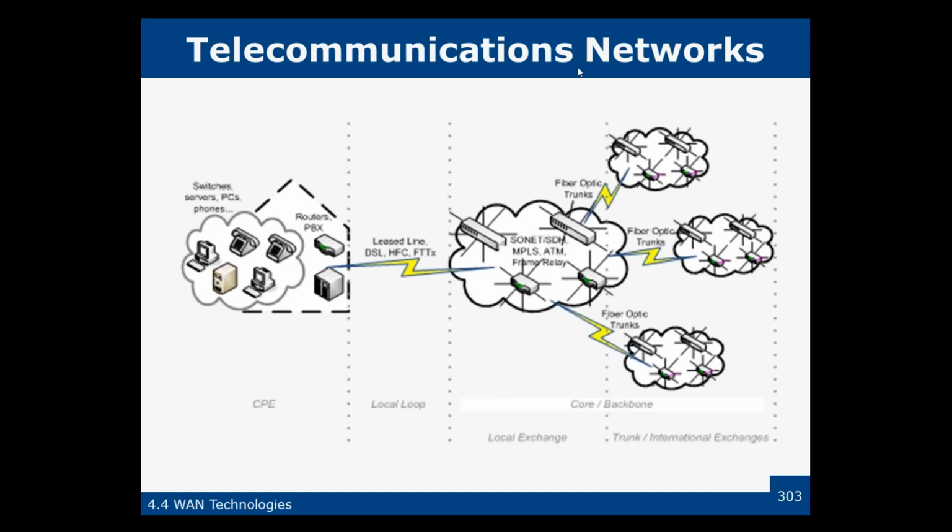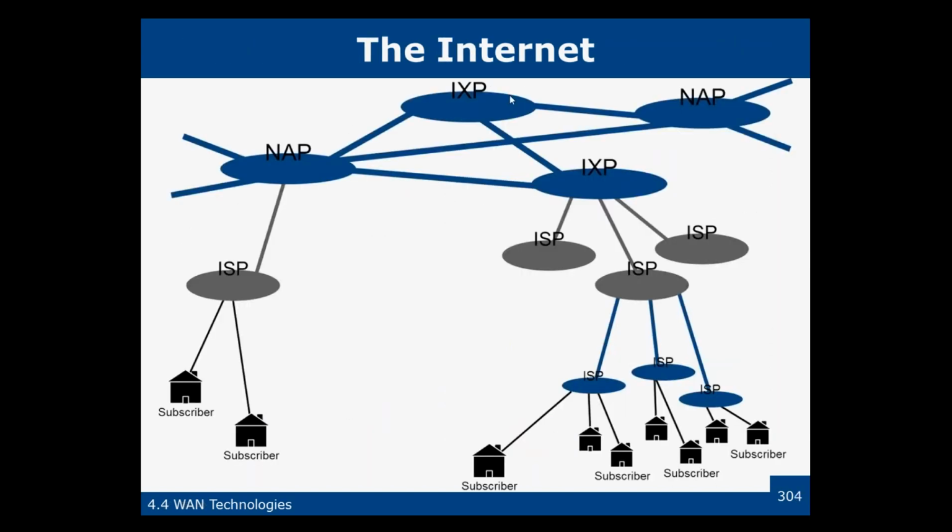Telecommunications networks, this shows a CPE, customer premises equipment. Let's go to CPE. The local loop, sometimes called the last mile, leased line, and the local exchange for the system. SONET's going to be a high-speed telephone system, MPLS, ATM, frame relay. Different topologies in the cloud here, and the fiber optic trunks, and then the core or backbone to get the information from one location to the other. This is the internet.